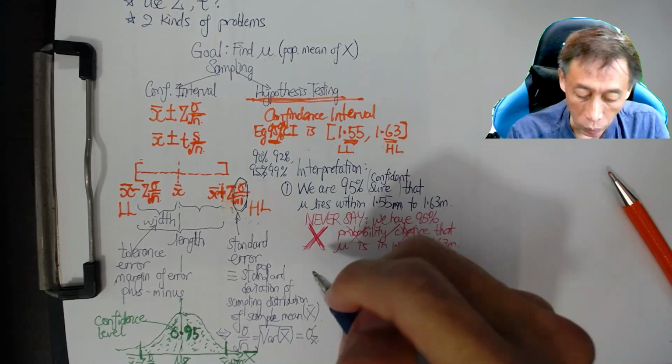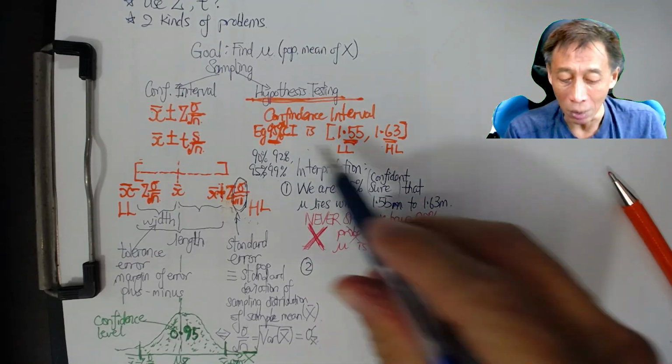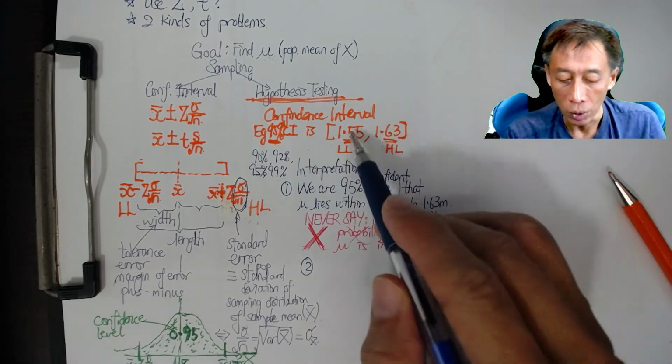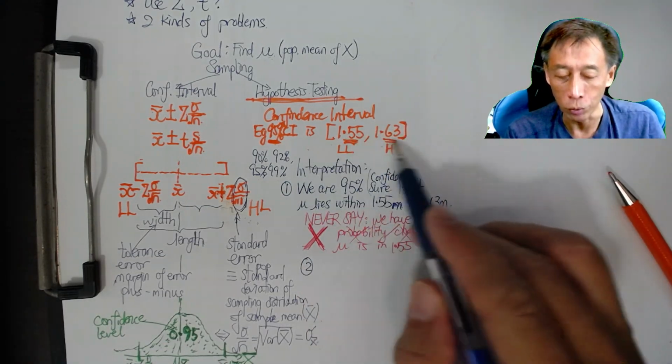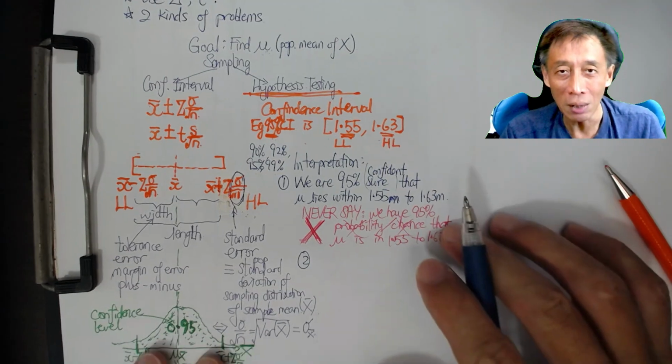Number two, what's number two? Number two is, sure, this is the way we read this. We are 95% sure that mu is somewhere between 1.55 to 1.63. Okay, but it still sounds a bit abstract.